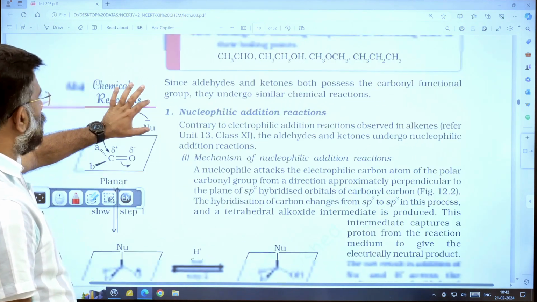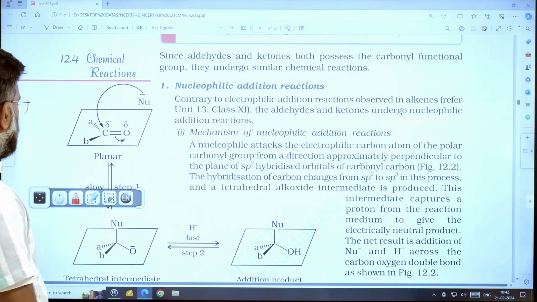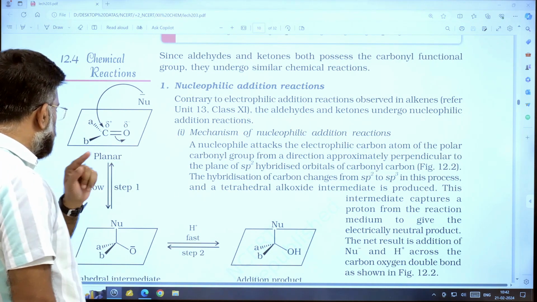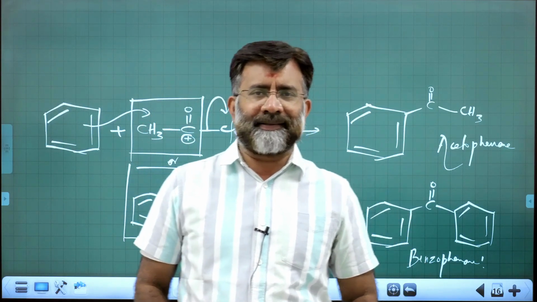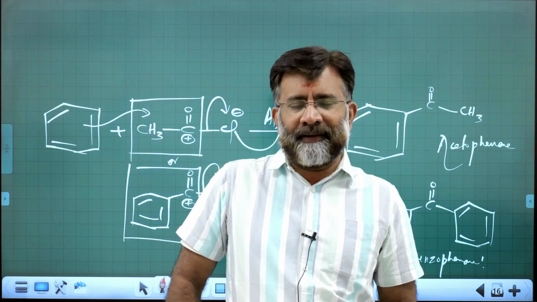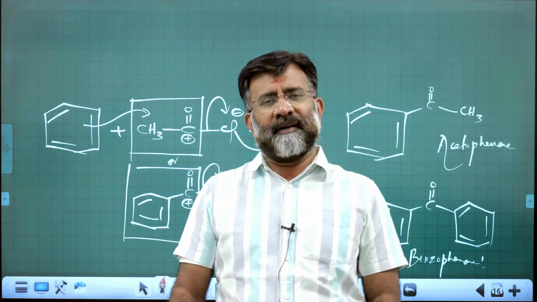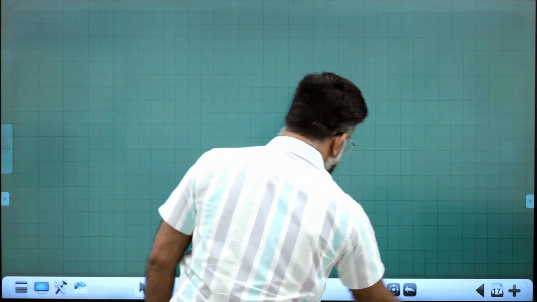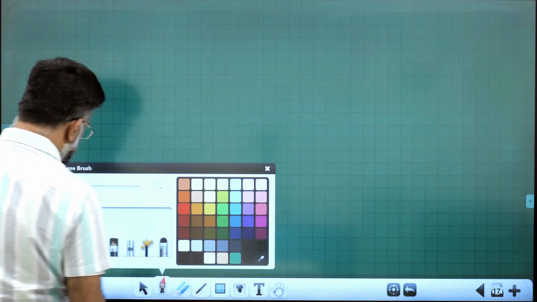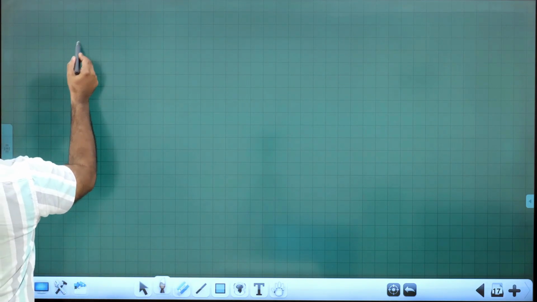Now on to chemical reactions of aldehydes and ketones. One of the most characteristic chemical reactions of aldehydes and ketones is nucleophilic addition reactions. That is the most wanted, most important reaction of aldehydes and ketones.